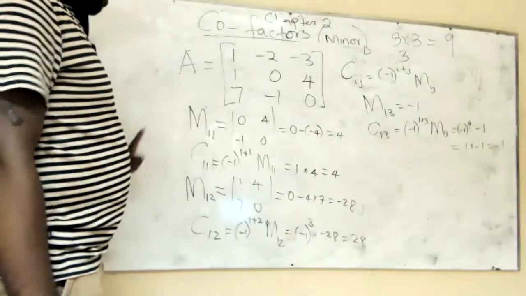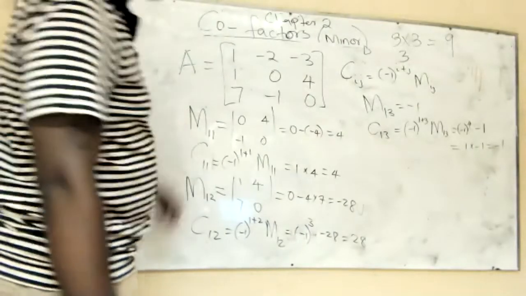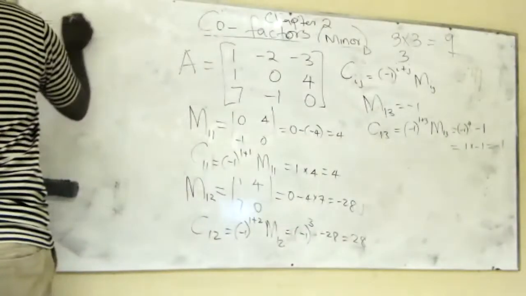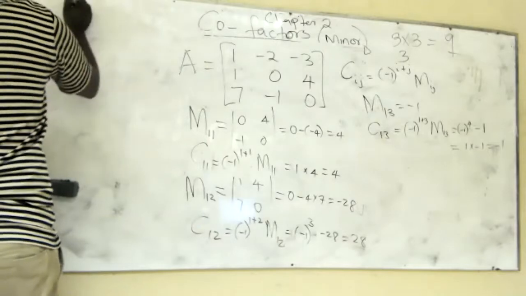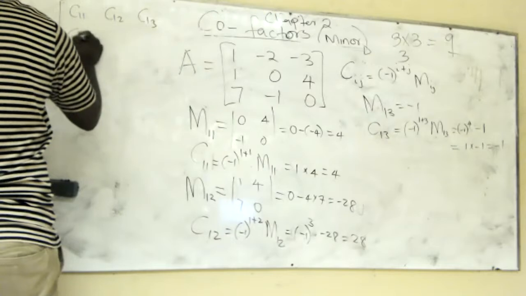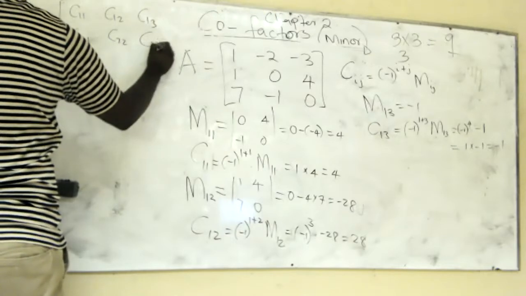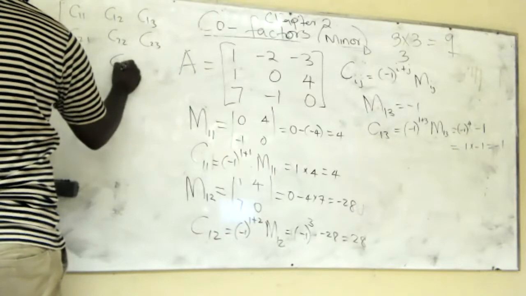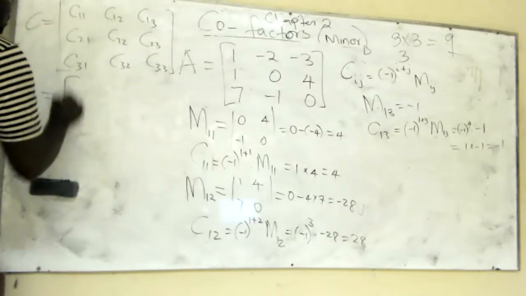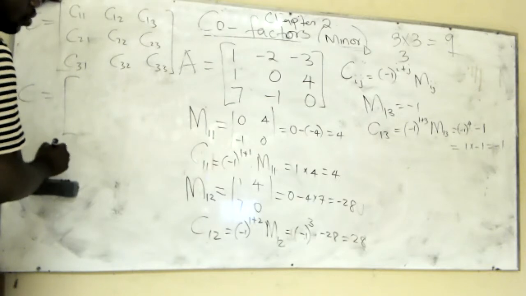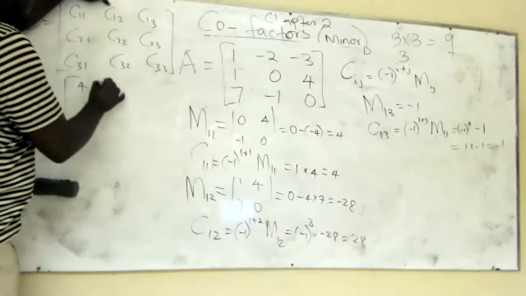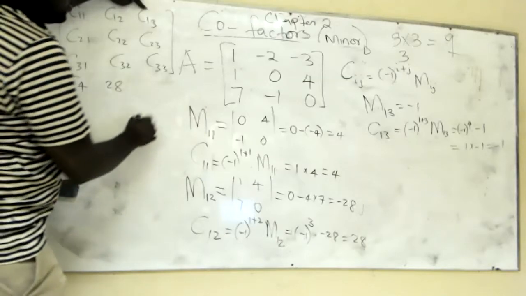Yes. So now we are supposed to do this for nine of them. That's when we will obtain what is called the cofactor matrix, because the cofactor matrix is going to be given in this form. We're going to have C11, C12, C13, C21, C22, C23, and then the last row is C31, C32, and C33. So what did we get now? C11 is 4, right? C12 is 28. And C13 is negative 1.